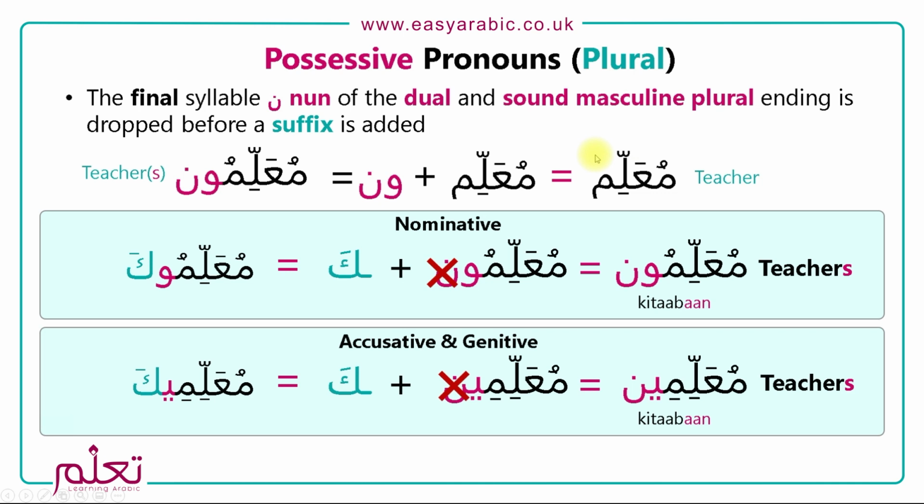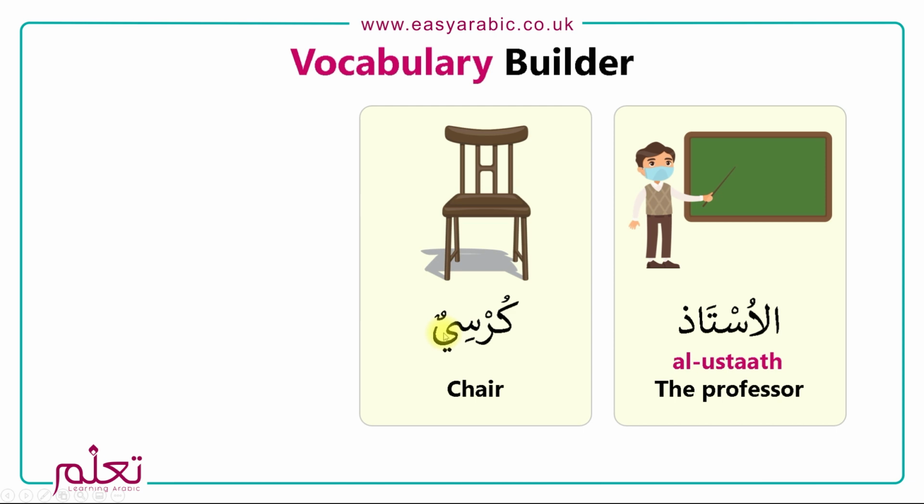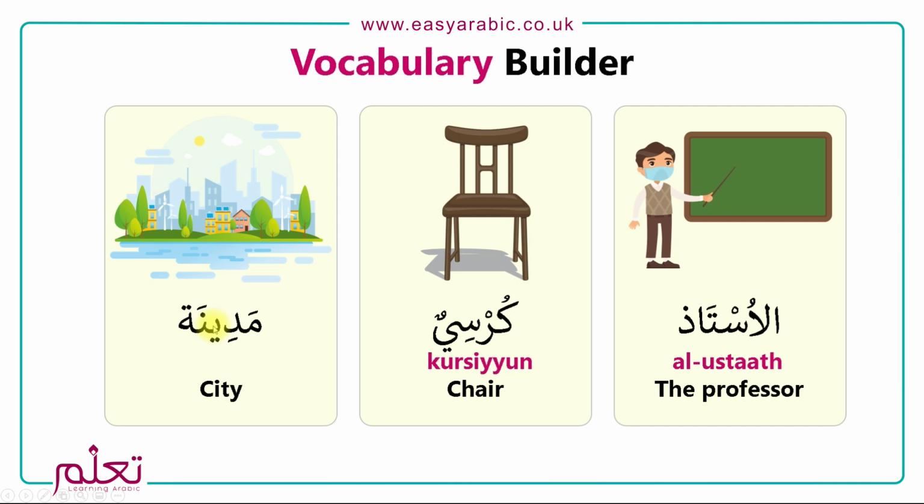So the first one, again, same thing here. What I'd like to do is repeat the word so you can get your pronunciation correct, and then check to see whether you said it right when I actually read it out. Okay, so the first one is al-ustaz, which is the professor. Next one is kursiyun, which is a chair, kursiyun. Then we have medina, which is city. So al-ustaz, kursiyun, medina.